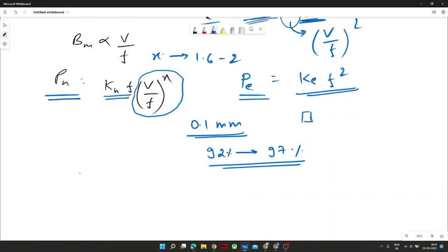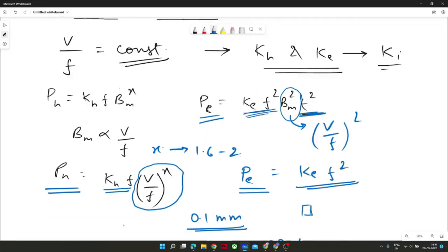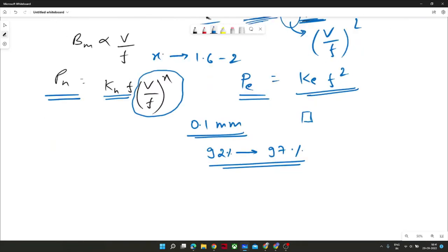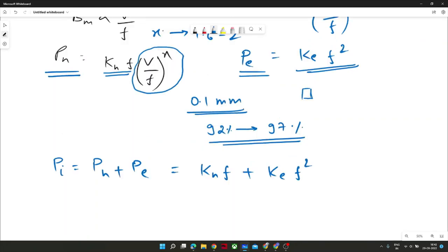So moving ahead with the problem, three points are given. I can form three equations based on Ph equal to Kh f, Pe equal to Ke f square, and total iron loss, which would be the sum of hysteresis and eddy: Kh f plus Ke f square, right? So I will write three equations since three points are given.